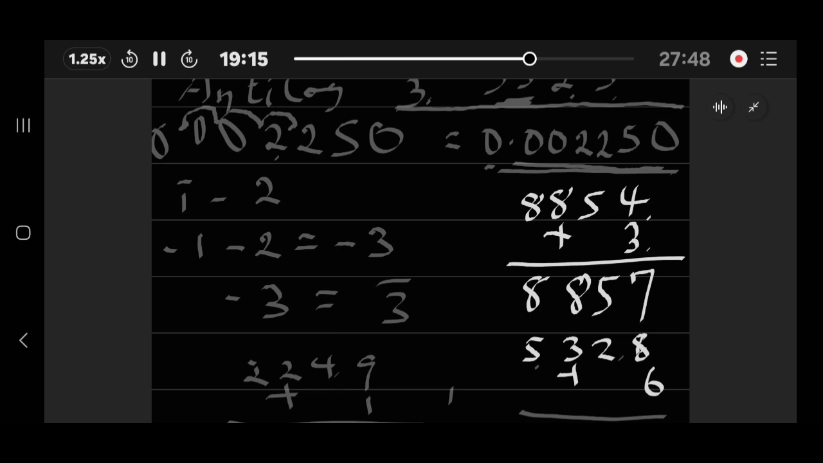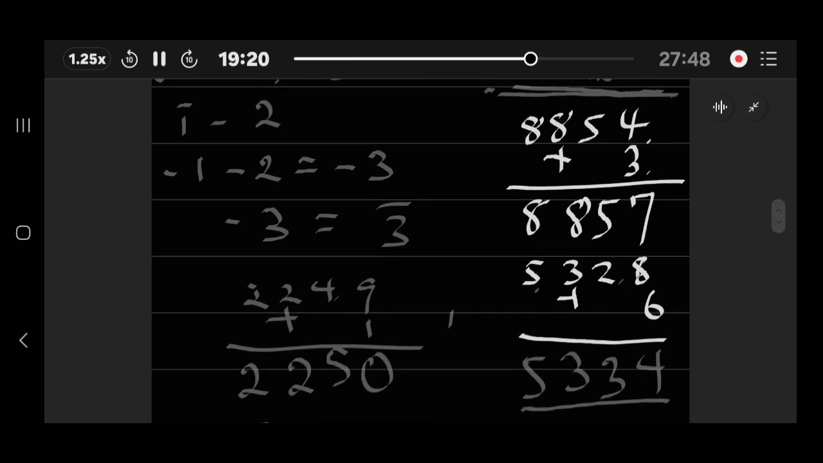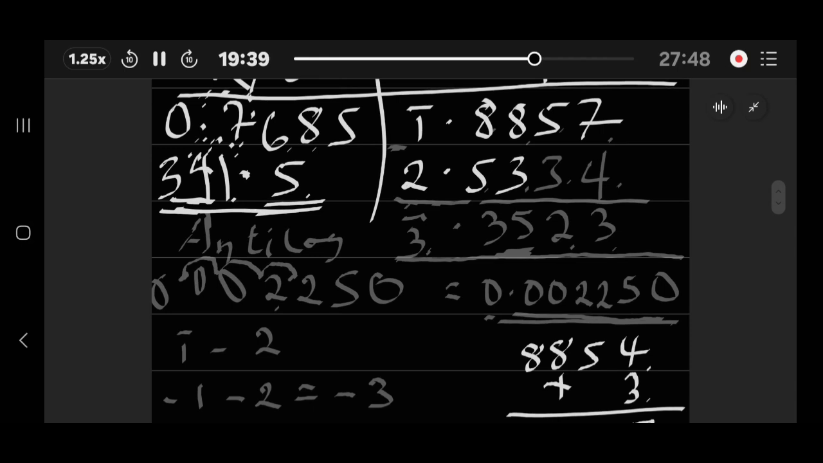And so I'm going to add up with the difference and see what I will obtain. 8 plus 6, 14, write down 4, carry 1. 1 plus 2, 3. Here's our 3, and this is 5. 5, 3, 3, 4. Then I'll come and write it.